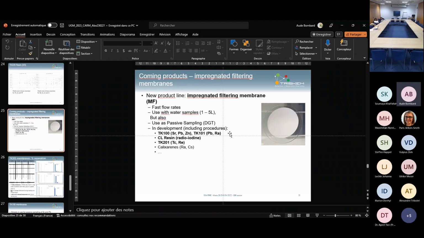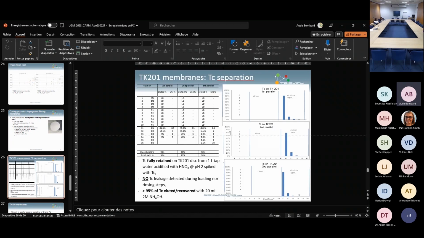These membranes are being explored. In the presentation of Maximilian Holzmann, you saw that there was some information on the TK201 resin. This one is mainly for technetium, and here there's some information about it.